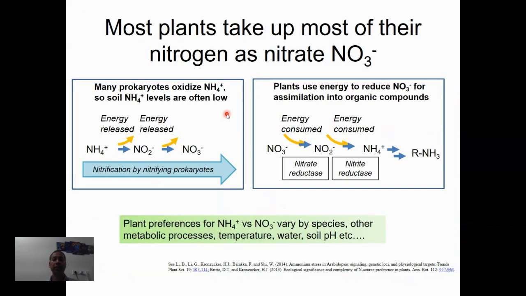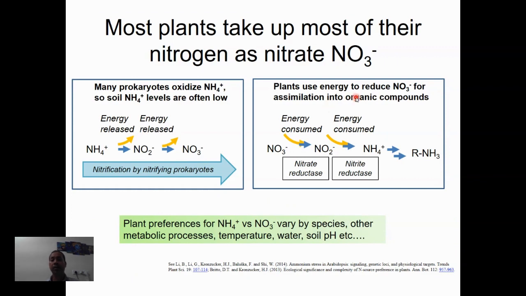Most plants take up most of their nitrogen as nitrate. Many prokaryotes oxidize ammonium, so soil ammonium levels are often low because it is oxidized by the nitrifying prokaryotes. As we can see in this reaction, ammonium is sequentially oxidized to nitrite and then again oxidized to nitrate with the help of these nitrifying prokaryotes. And in this process, energy is released.